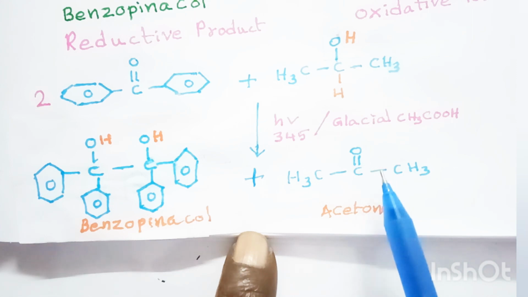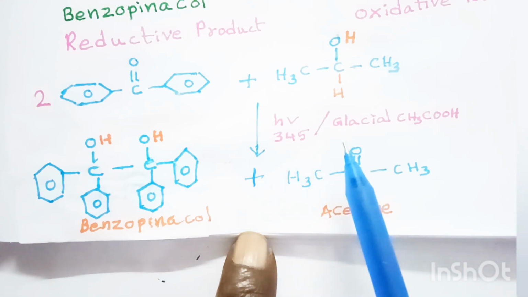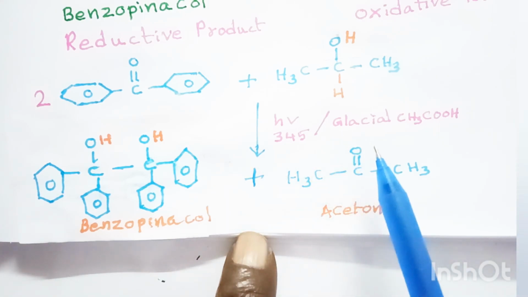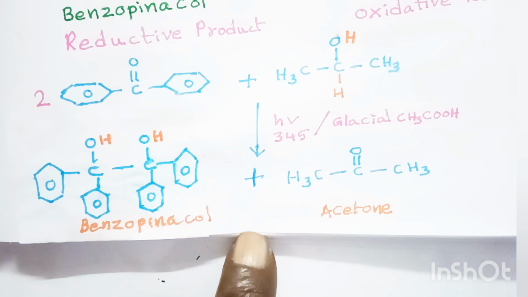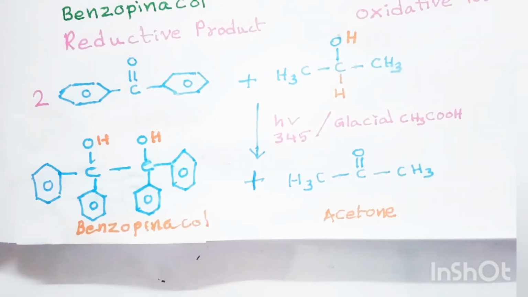This is the introduction of photoreduction of carbonyl compounds. In the coming lectures, we shall learn about benzophenone reacting with isopropyl alcohol, benzophenone reacting with benzhydrol, etc.